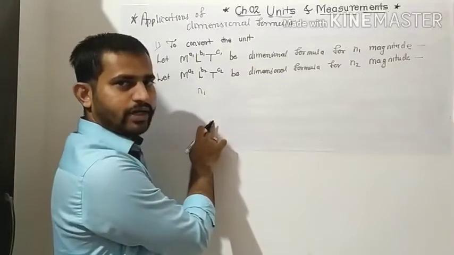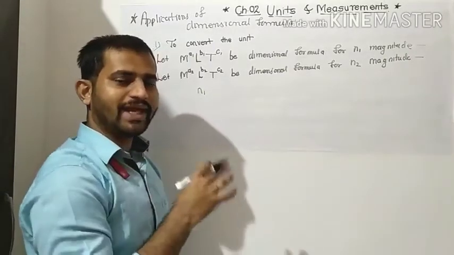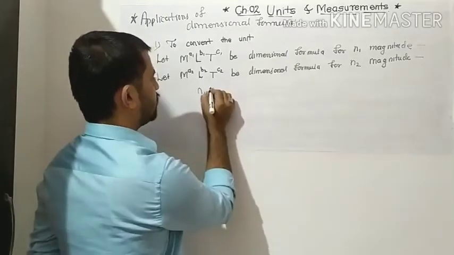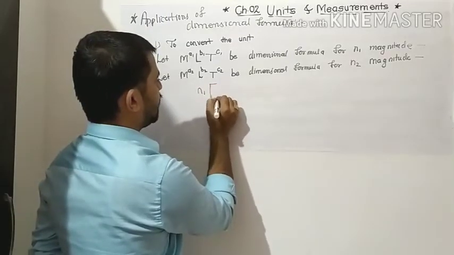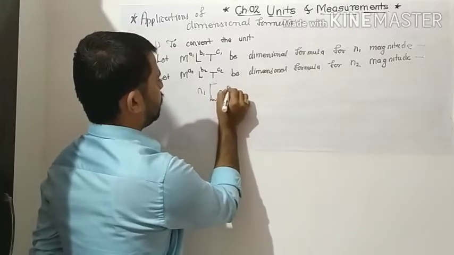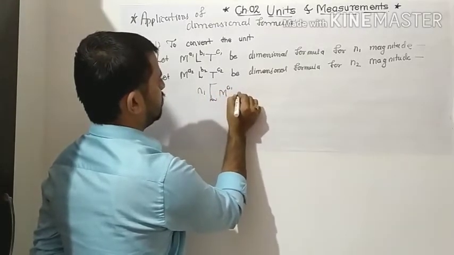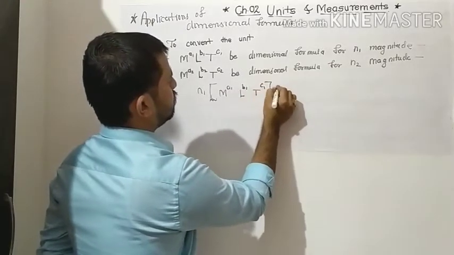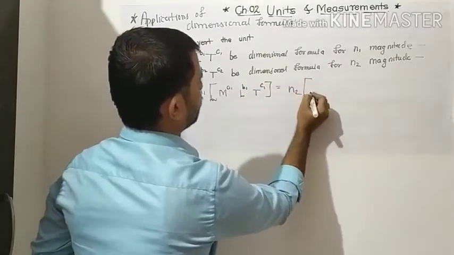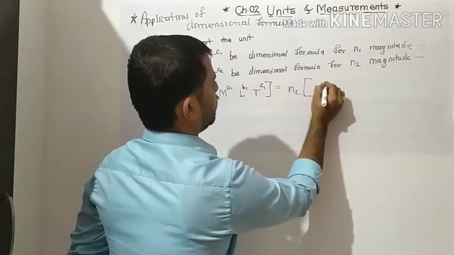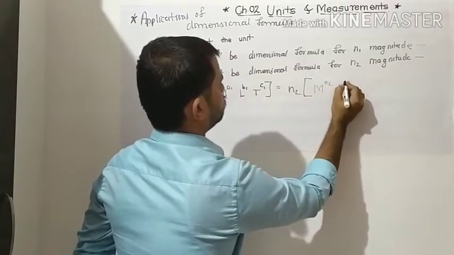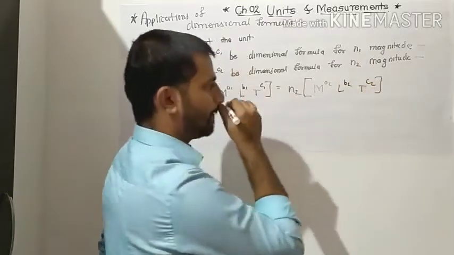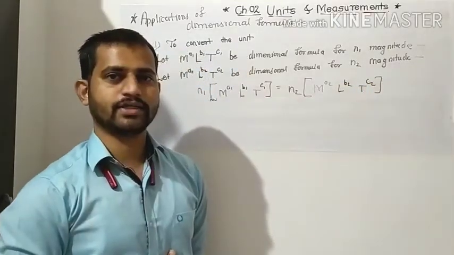How can we write the quantity? Because that quantity remains the same, the area remains the same, just the units change. So we can write it as n1 into square bracket M1 raised to a1, L raised to b1, T raised to c1 is equal to n2 M raised to a2, L raised to b2, T raised to c2. Okay, we can write it like this.